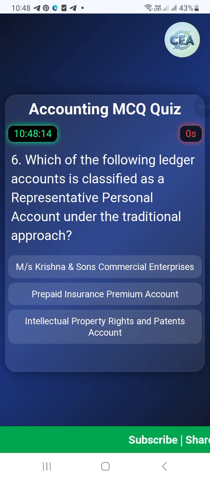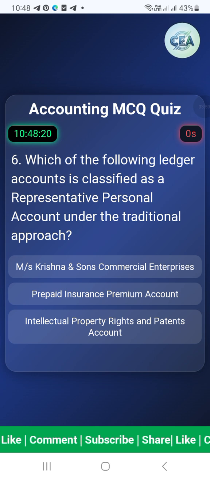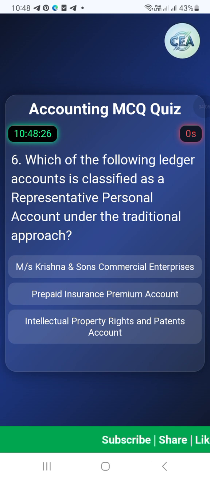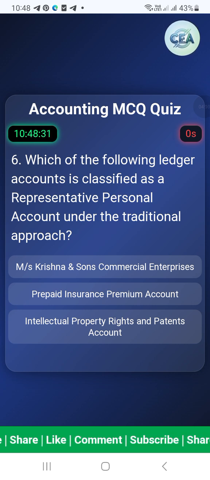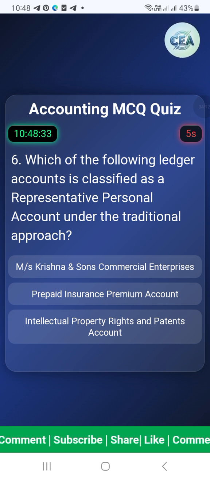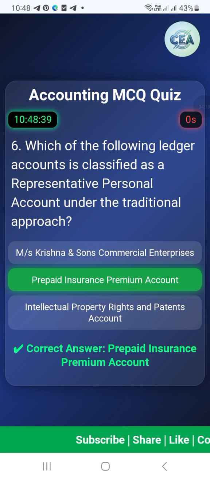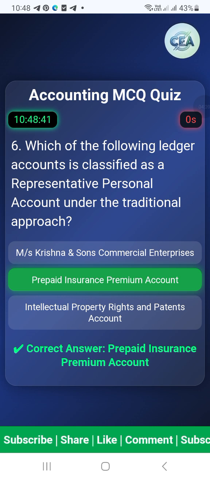6. Which of the following ledger accounts is classified as a representative personal account under the traditional approach? Option 1. M.S. Krishna and Sons Commercial Enterprises. Option 2. Prepaid Insurance Premium Account. Option 3. Intellectual Property Rights and Patents Account. Correct answer is: Prepaid Insurance Premium Account.